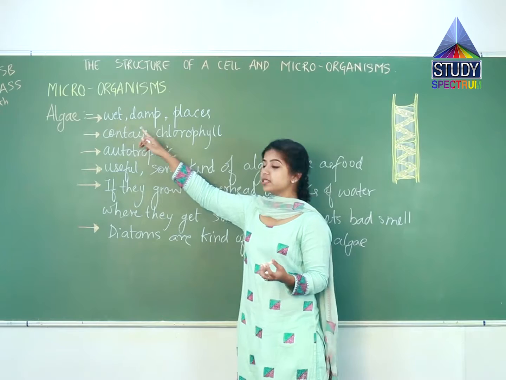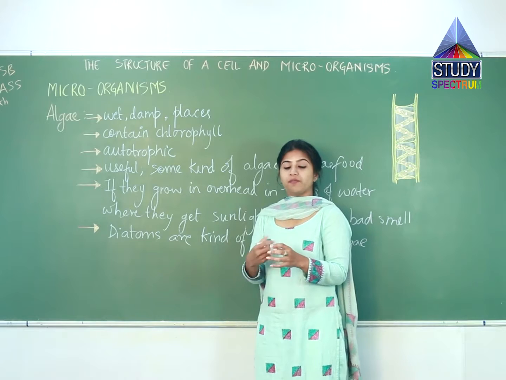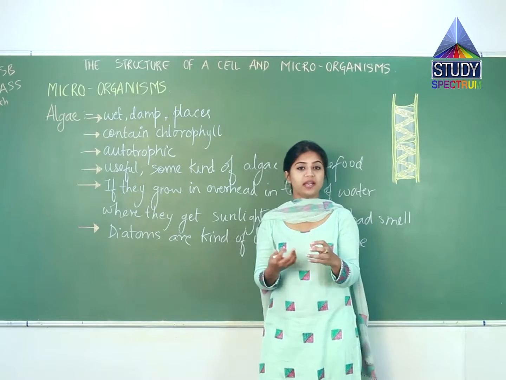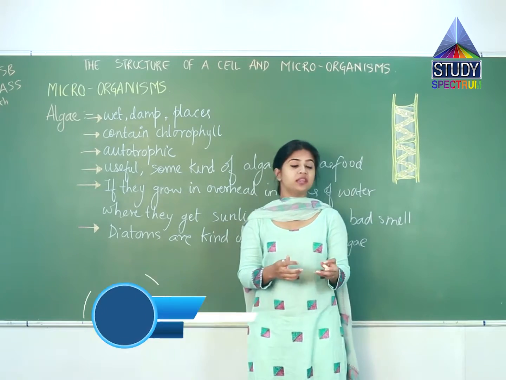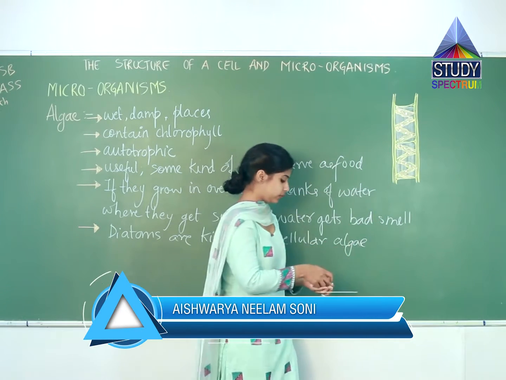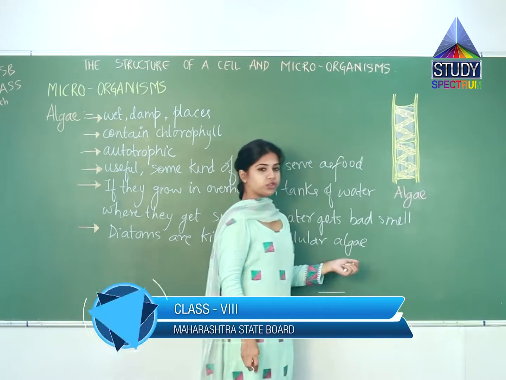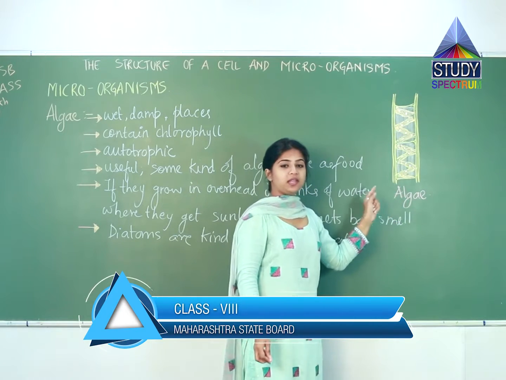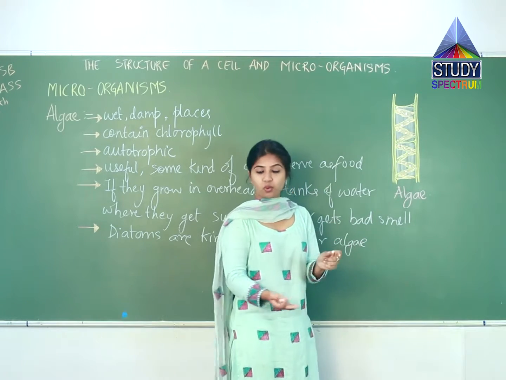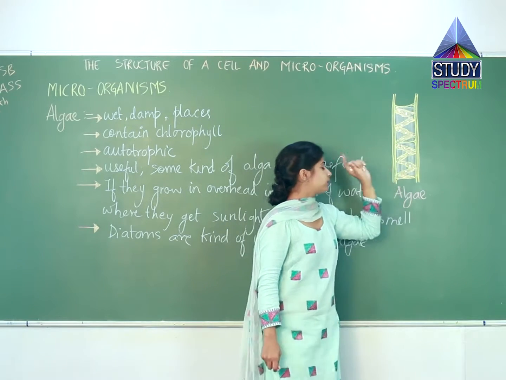So algae is usually found in wet and damp places, and its structure is designed in such a way that it contains chlorophyll. Now we know that the structure right over here is the structure of the algae. In this structure, what you find is that it's present in the form of filaments, and the growth you see is so widespread and so slippery because of this structure.